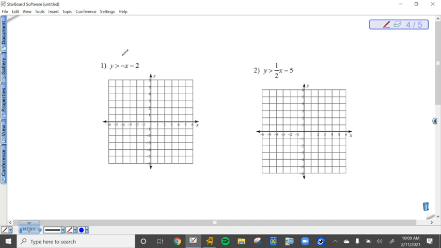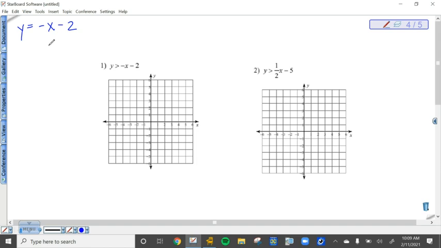Yeah, we're going to replace the inequality with an equal sign. So I'm going to replace the greater than with an equal sign. So it's going to become y equals negative x minus 2. Okay. And then this is going to tell me how to graph the boundary line. Is this written in standard form or slope-intercept form?